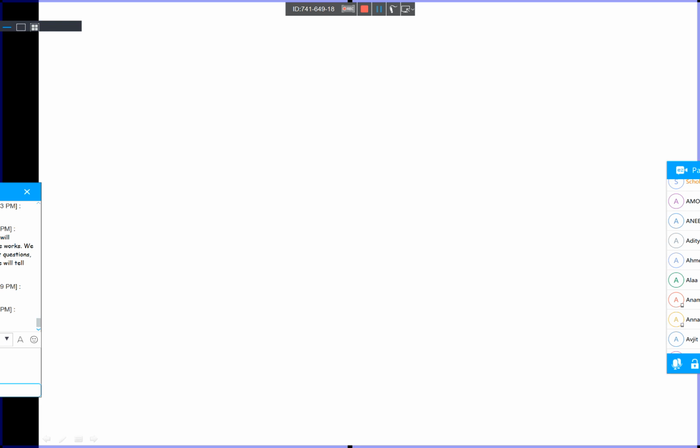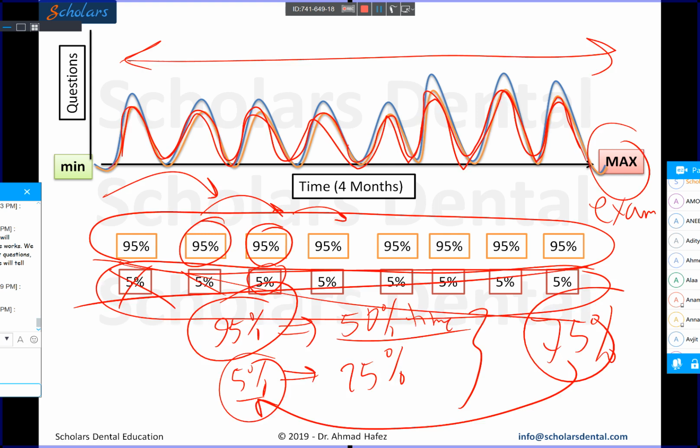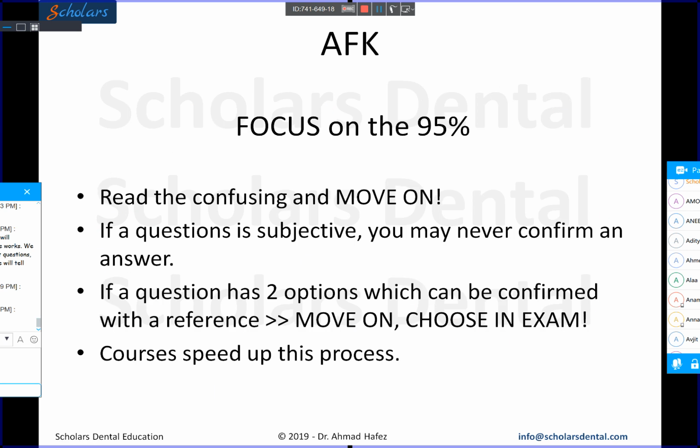Another time management rule is Parkinson's law. Well, actually, this doesn't really apply now, so I'll talk about that later. But you guys get the point, I hope, and it's clear. Okay. So what did we conclude? Focus on the 95%. Focus on these.